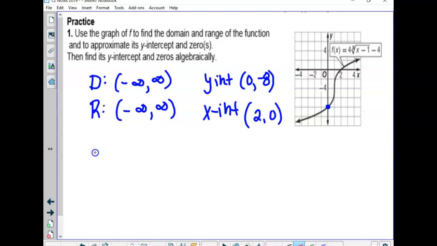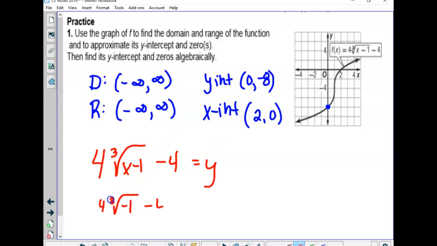This is the algebraic expression, if I can read it. 4 cube root of x minus 1, minus 4. Right? Okay. So the y-intercept is just we put in a 0. 4 cube root of -1, minus 4 equals what? Can we cube root -1?